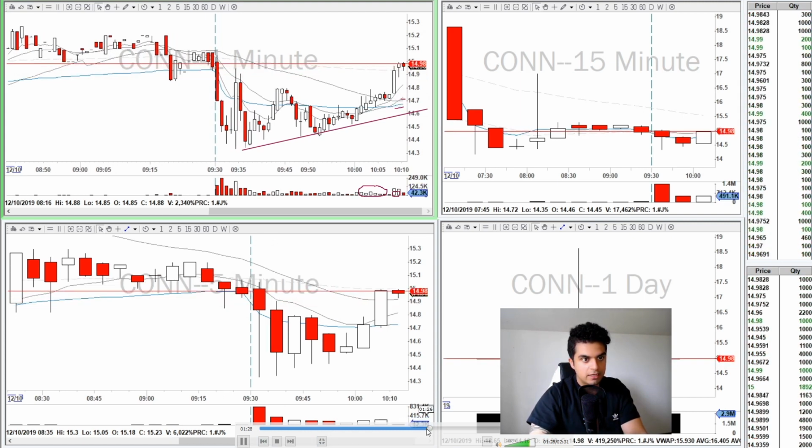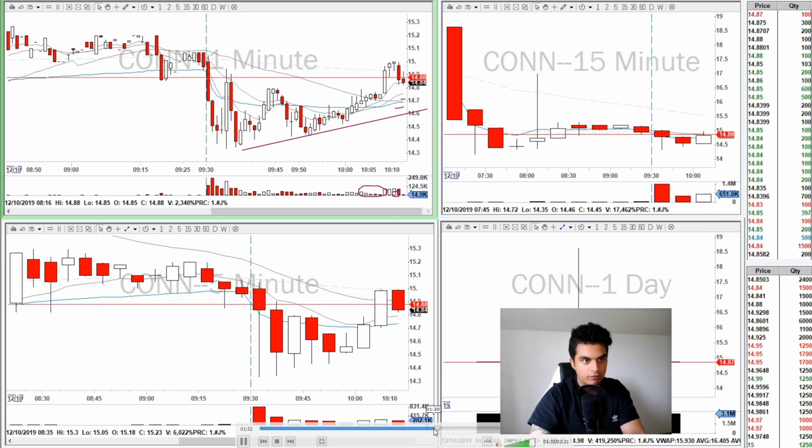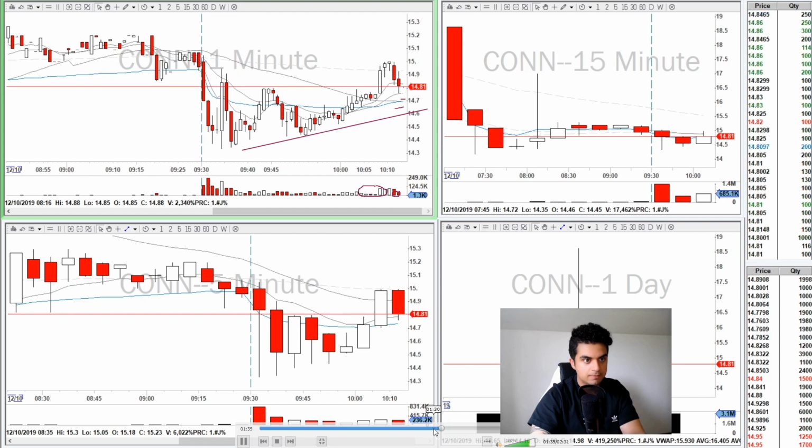So you can partial at the 15 level. 15 is a whole dollar level. See, it's holding the 15 level. Maybe I will get out 50% of my position at the 15 level.